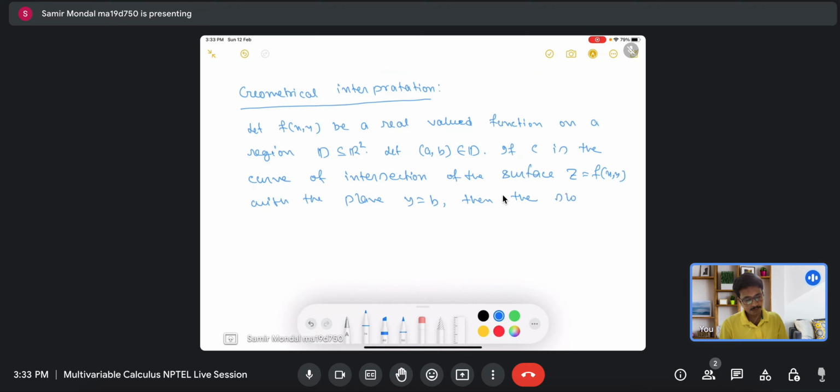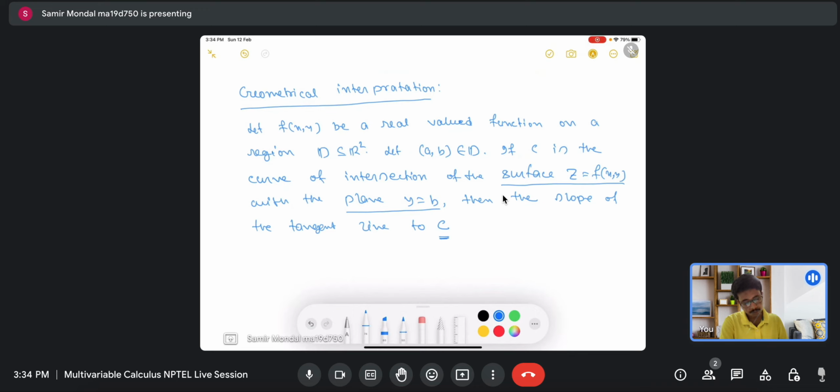then the slope of the tangent line to C. C is the intersection of the surface z equal to f of x, y and the plane y equal to b. So we are getting C after plugging in one variable. When we are trying to do the partial derivative with respect to x, then we have to plug in the other variable y. So this C is nothing but a single variable function.